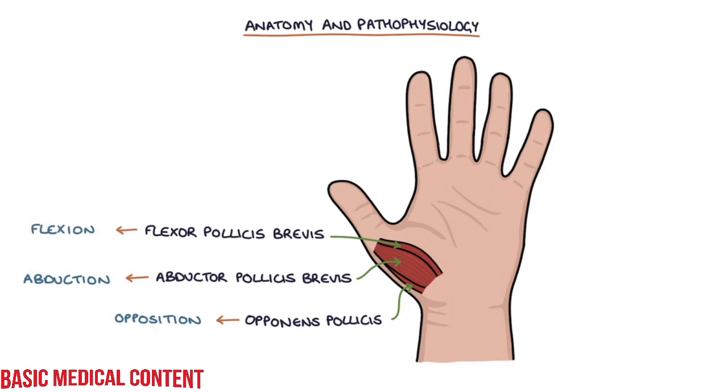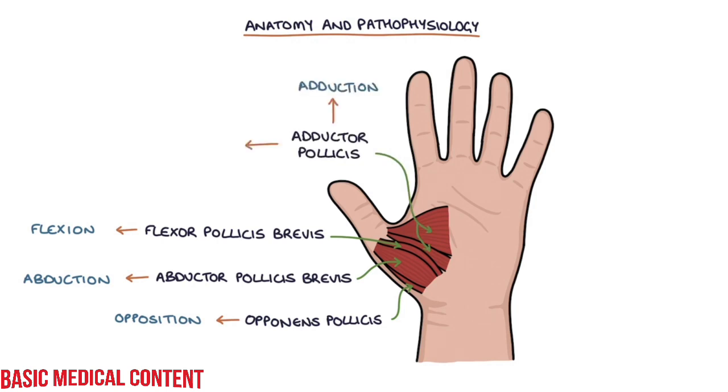The other muscle that controls thumb movement is the adductor pollicis, which causes thumb adduction. This muscle is innervated by the ulnar nerve. Whether it's classed as one of the thenar muscles depends on where you look.